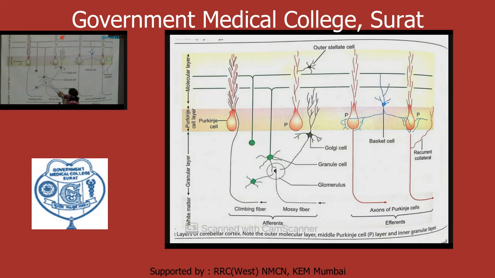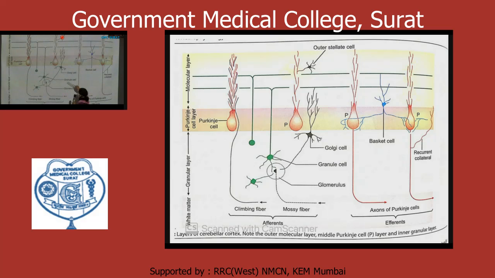This granular cell layer contains two types of cells. One is granule cells, another are Golgi cells. The granule cells' output is excitatory. They are excitatory to Purkinje cells and the other types of cells which are present in the upper layers. The Golgi cells are the inhibitory interneurons, whereas the granule cells' output is excitatory in nature.